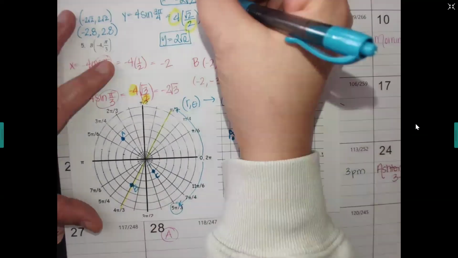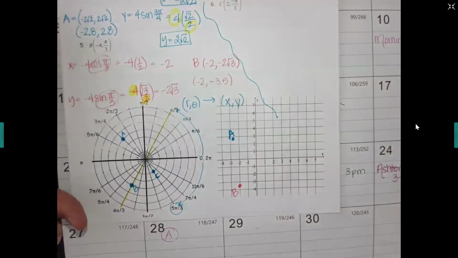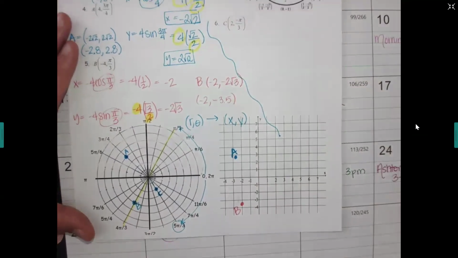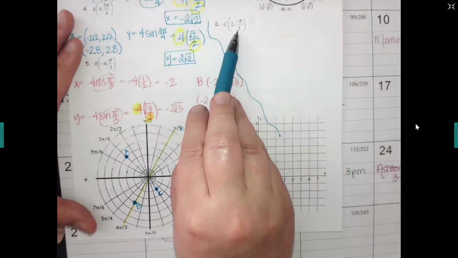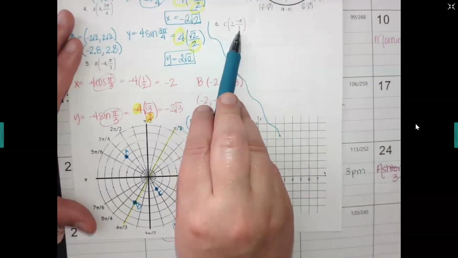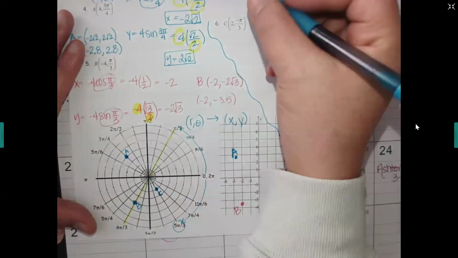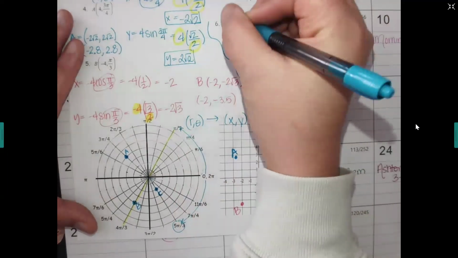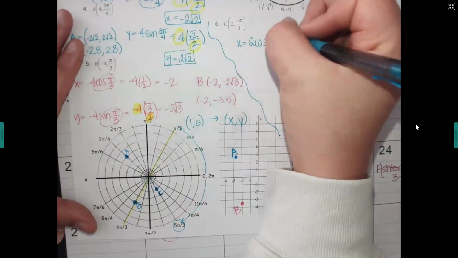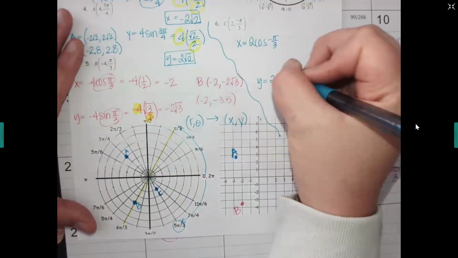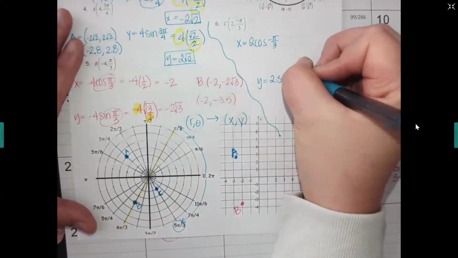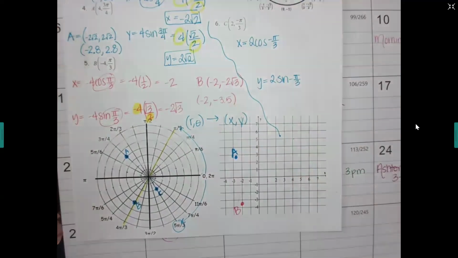So for point C, we have r and theta: my r is 2, my theta is negative pi/3. So I'm going to put x equals, remember the radius goes in front, 2 cosine negative pi/3, and y equals 2 sine negative pi/3.